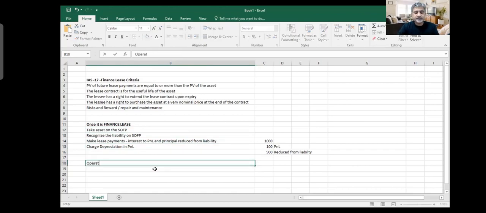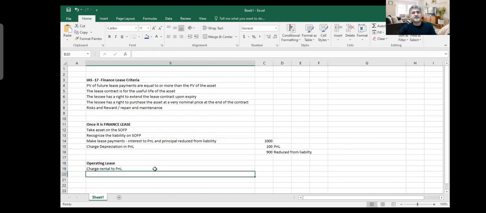But under operating lease, you had only one thing, that is charge rental to P&L. That's it. Operating lease was like you are in heaven. You use the asset, nothing on balance sheet, no asset, no liability, no interest payment, no depreciation, nothing. Just keep on paying the monthly or annual rentals and take them to the P&L.